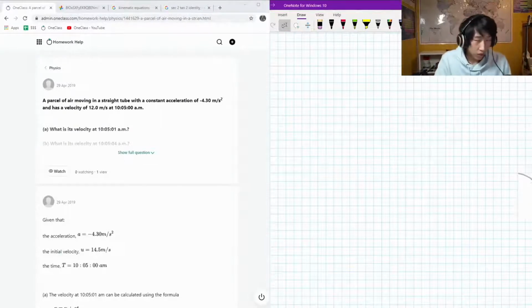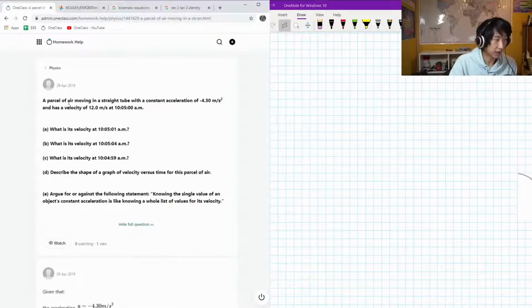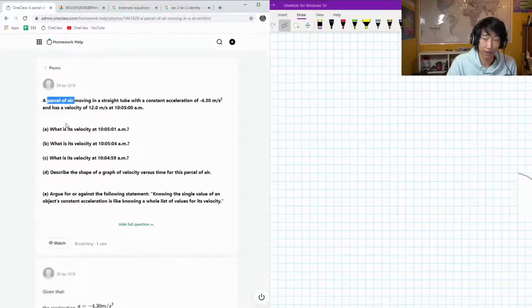So here we have the next question on the menu today, and it's presenting the situation where we have a parcel of air. You don't need to really worry about what this object is. You can imagine it as a tennis ball or whatever other type of object. It's because it's tough to visualize moving air, but the math is all the same.